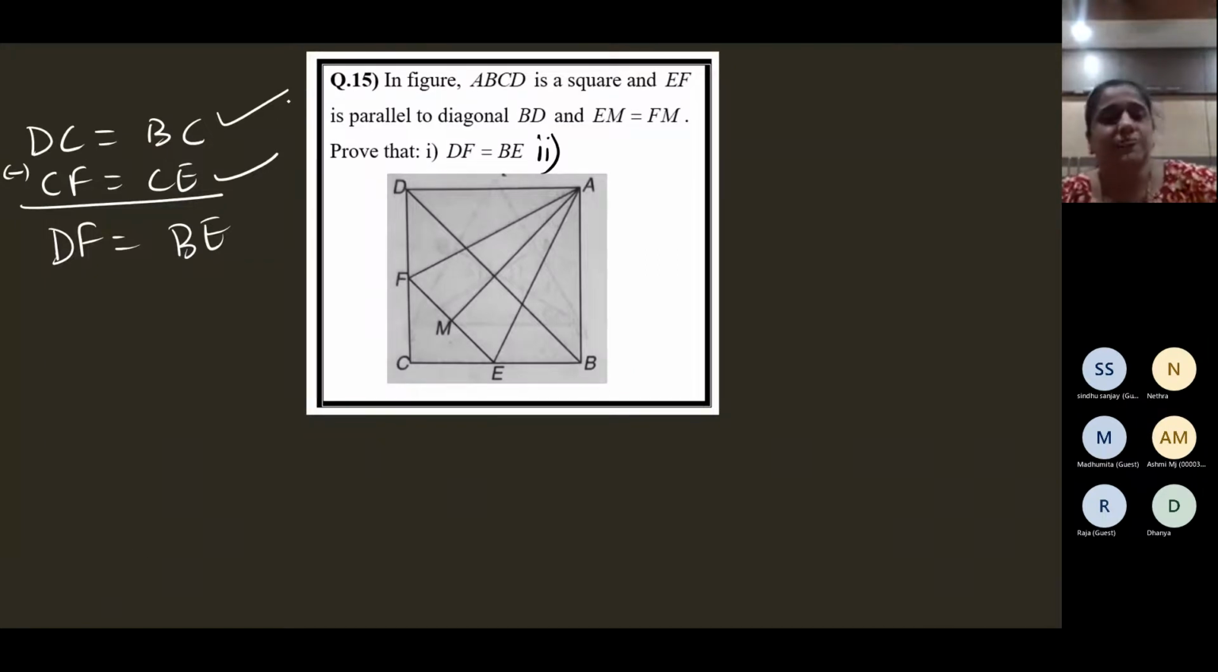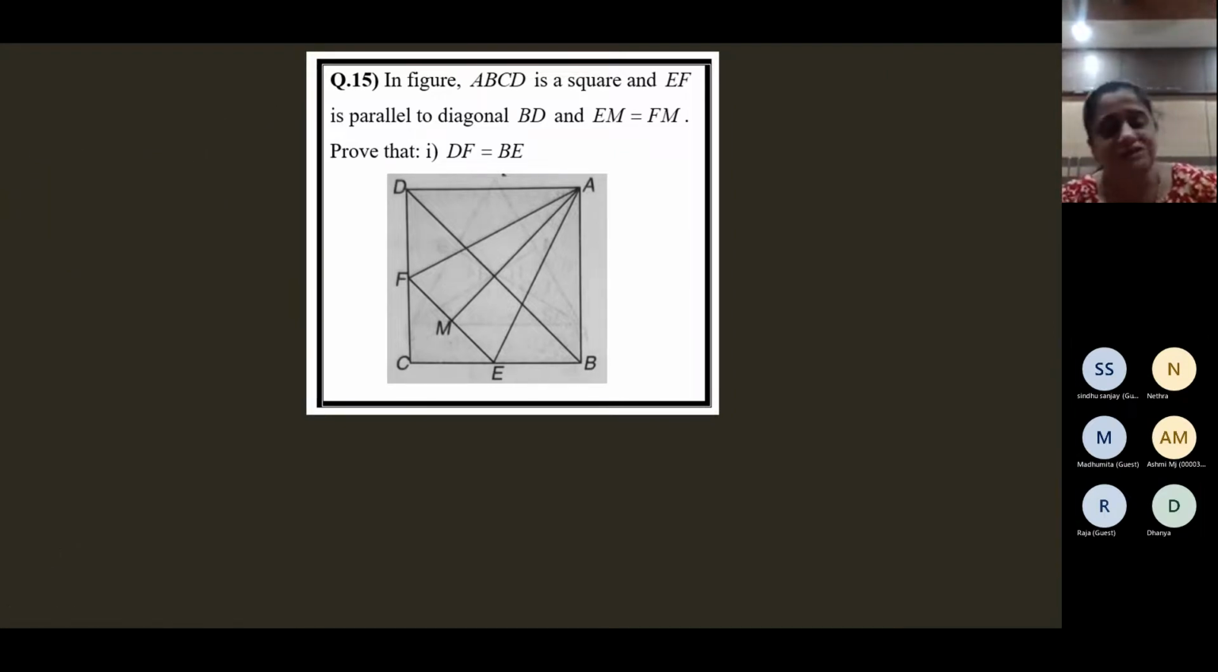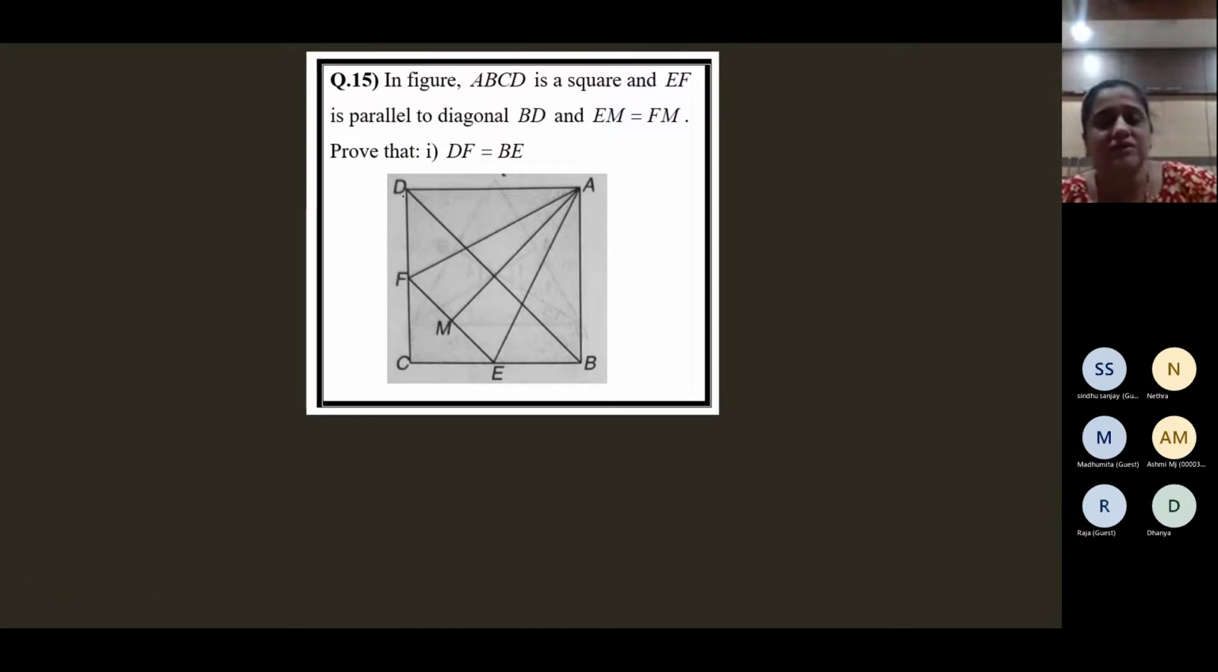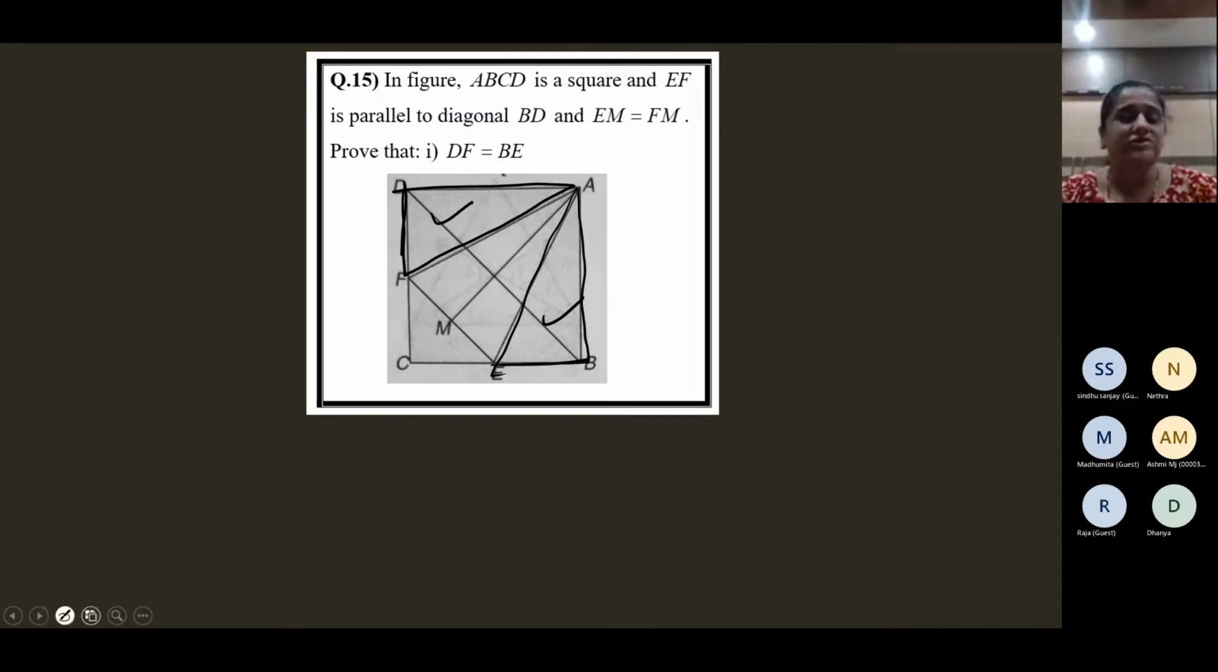So remember that. To prove that DF is equal to BE, if you have sufficient information, you can take up these two triangles also. We have DF in this triangle, and we have BE in this triangle. You can check if you have sufficient information to show that these two triangles are congruent. If yes, we can show that they are congruent, and hence DF is equal to BE. So you can think about that later.